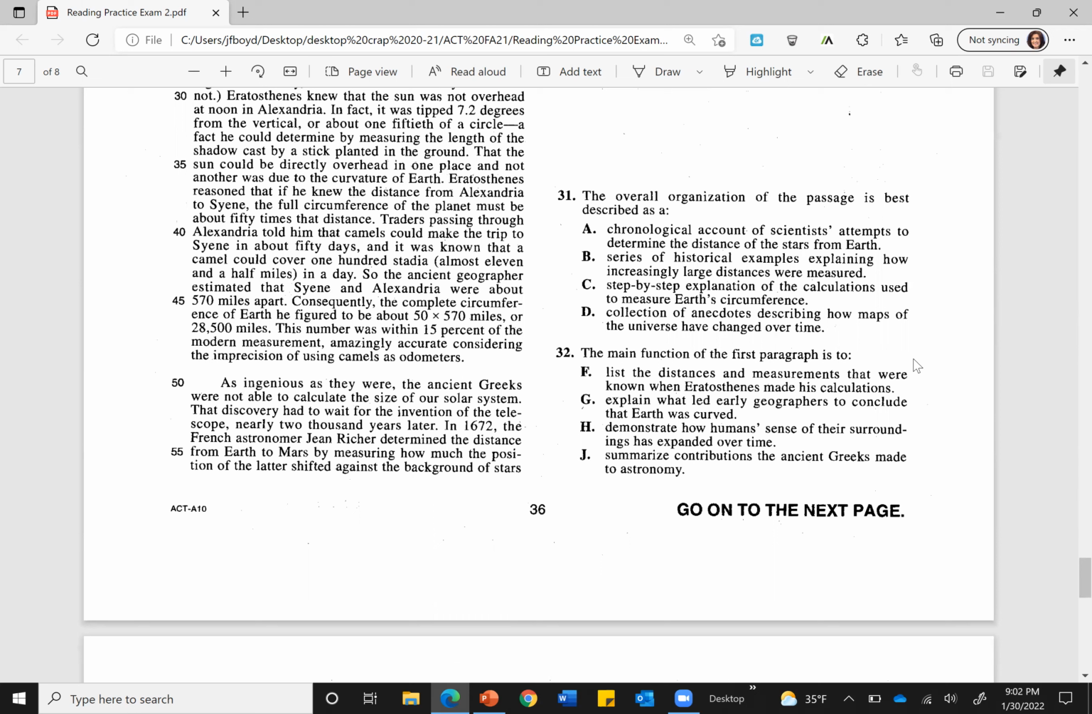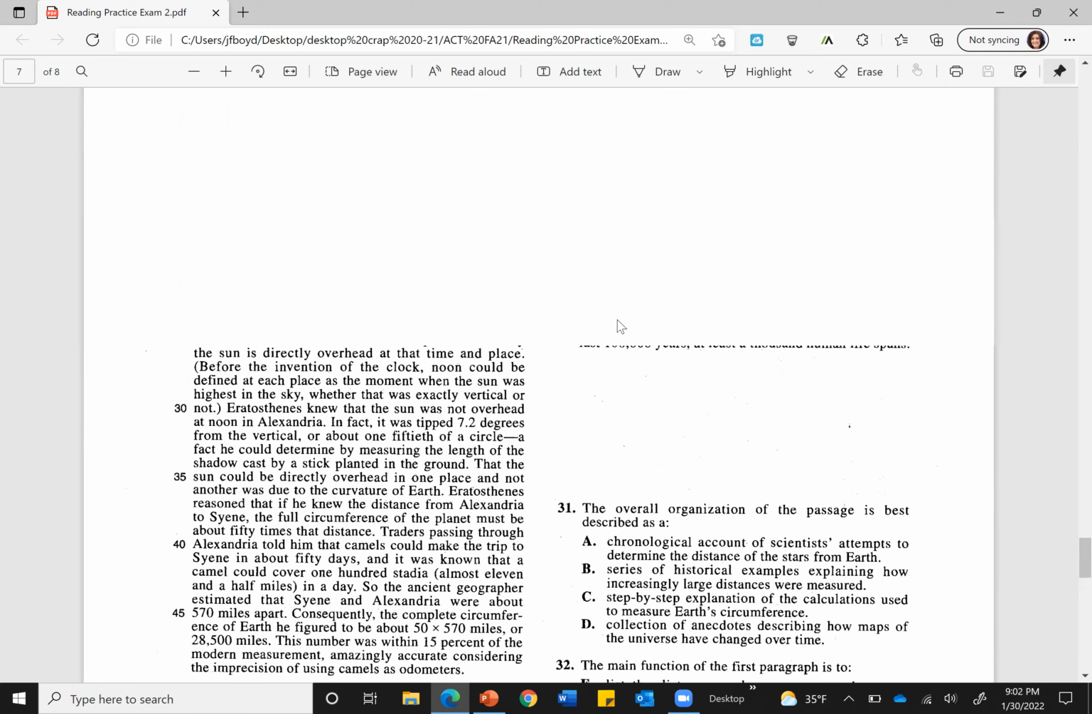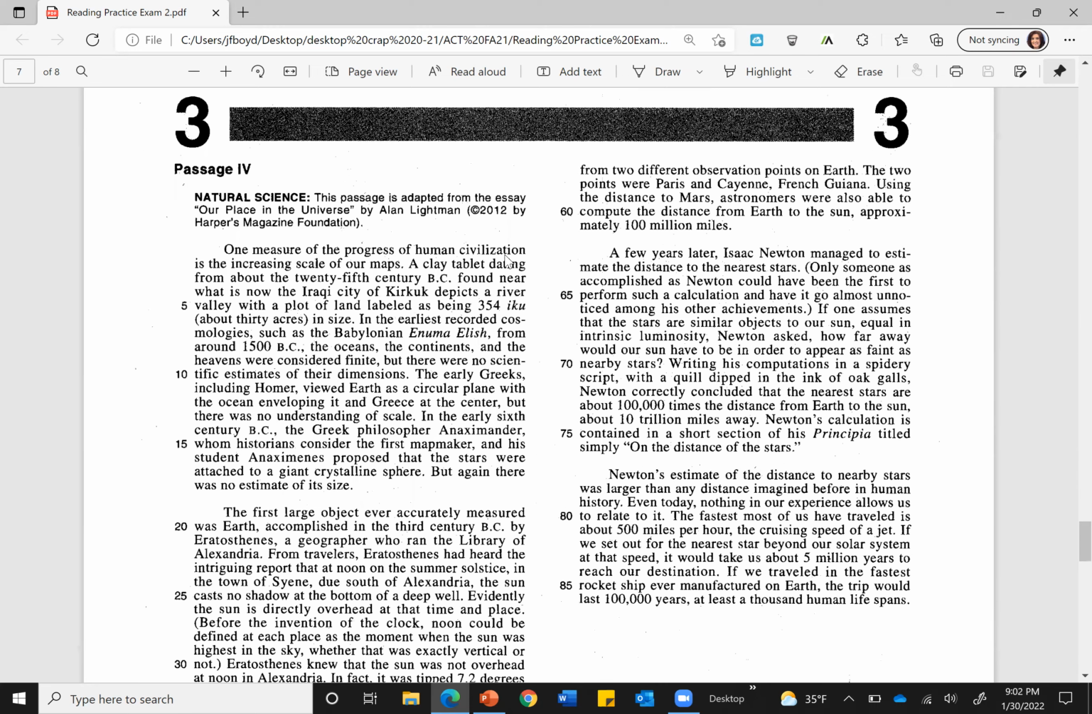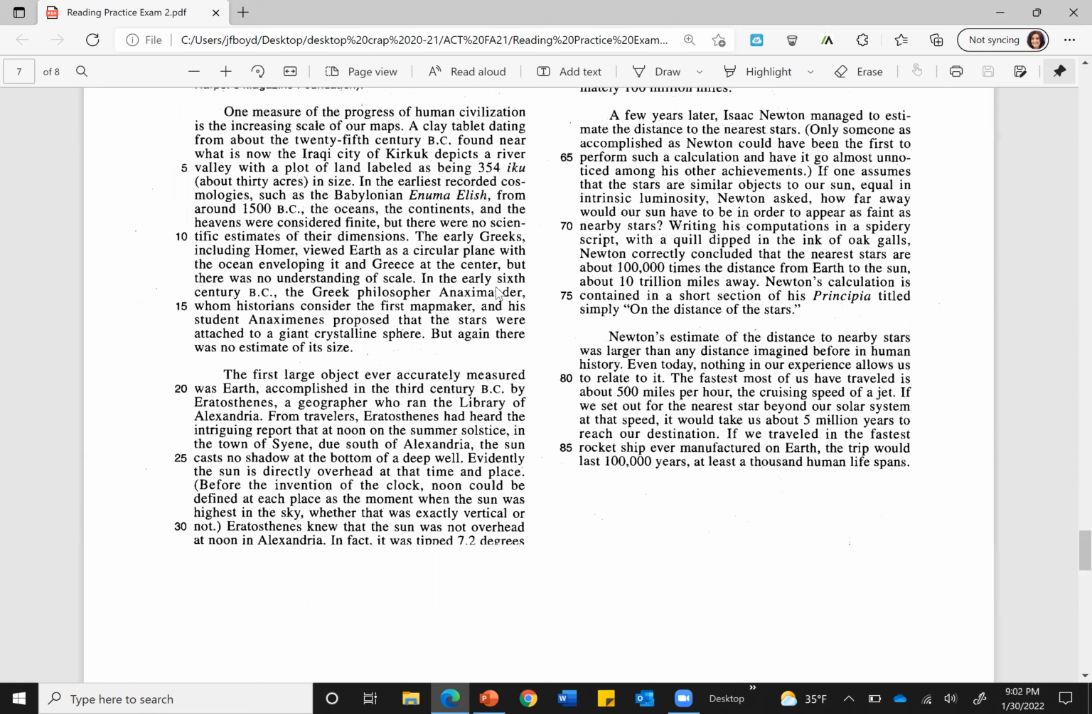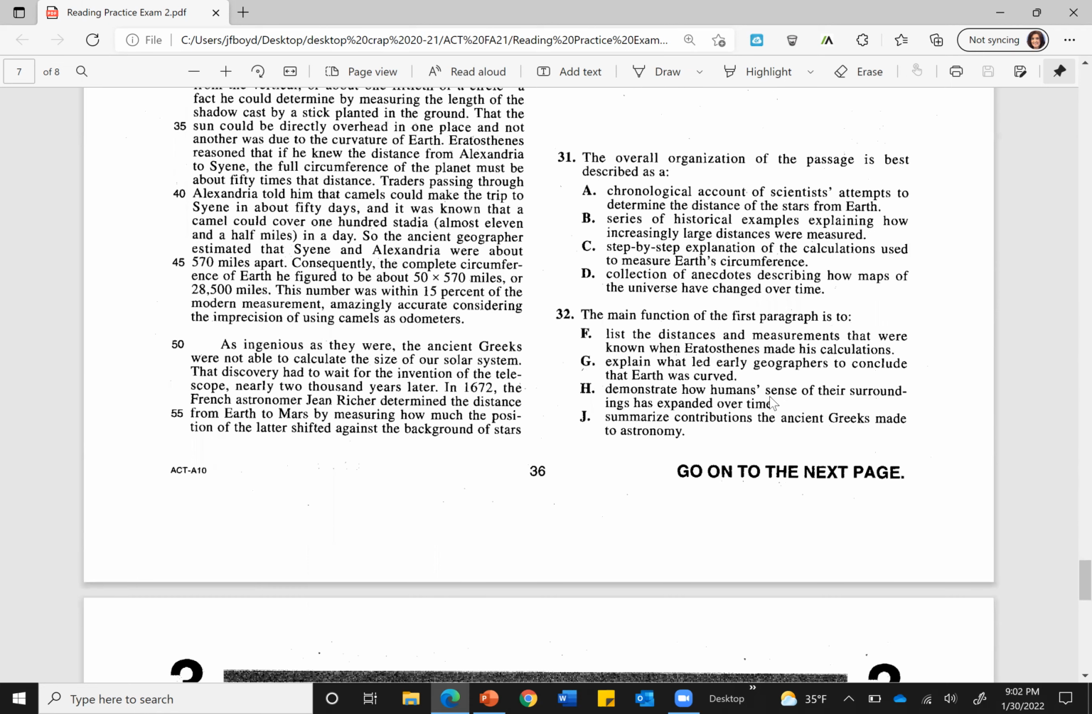Number 32. The main function of the first paragraph is to H, demonstrate how humans' sense of their surroundings has expanded over time. Here we see us trying to make sense of where we are in the world and how big it is, perhaps, or at least trying to recognize where we're at. And those spaces are going to get increasingly large, and it's expanding. Our interest in even just figuring out what's out there is expanding over time.